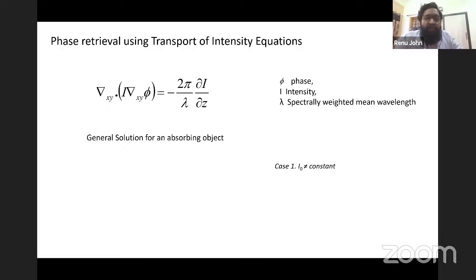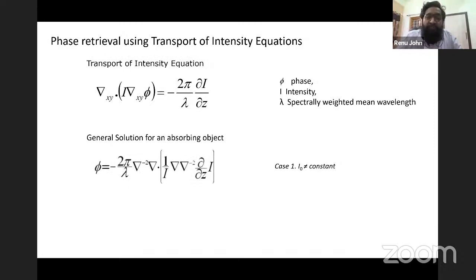The whole principle says that if you know the gradient of the intensity in the Z, or the depth direction, you can get the phase of it. The equation looks very complicated, but what it means is that the phase is proportional to the Z gradient of the intensity. So you can right away invert this equation and get the phase out of it. All you need to know is the ∂I/∂z, the partial derivative of the intensity with respect to z.